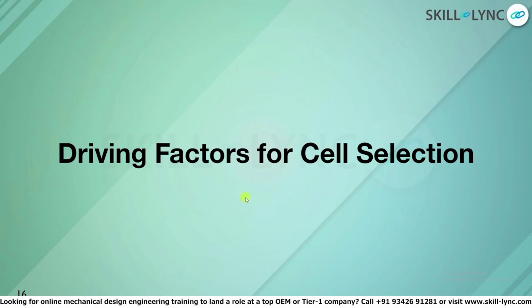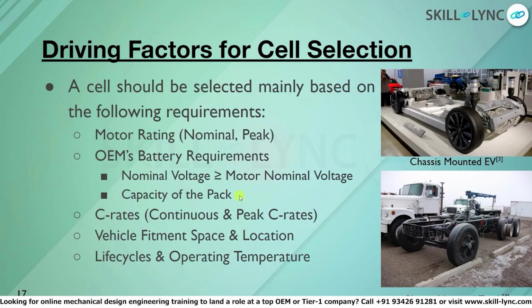Since we have understood till now the different form factors, the different lithium-ion chemistries involved, the advantages and disadvantages of the form factors, and how the module configurations are done, now we'll understand the driving factors for cell selection, and the important needs for selecting the right cell. Here we have listed a few factors for selecting the right cell, like motor rating: what is the continuous and peak current requirement, and what is the operating voltage window of the motor.